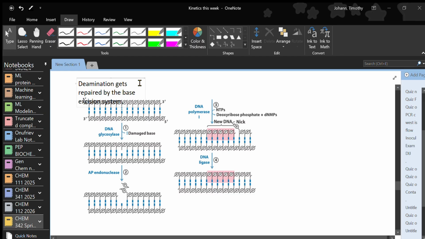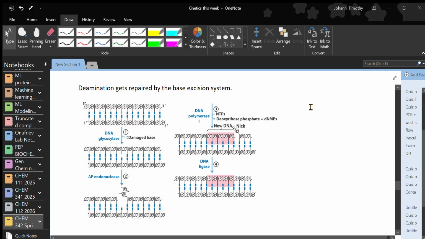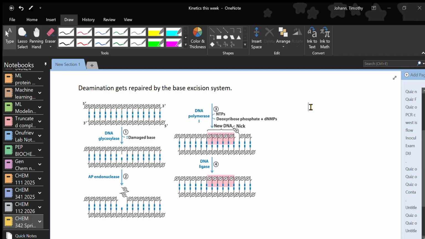I don't know what I did in the study guides, but what I want you to know is one of these repair systems. You need to know what deamination is. I'm going to show you a number of different repair systems today. I'd like you to know one that you can describe, so describe a repair system in detail. I will probably also require you to know mismatch repair, specifically.